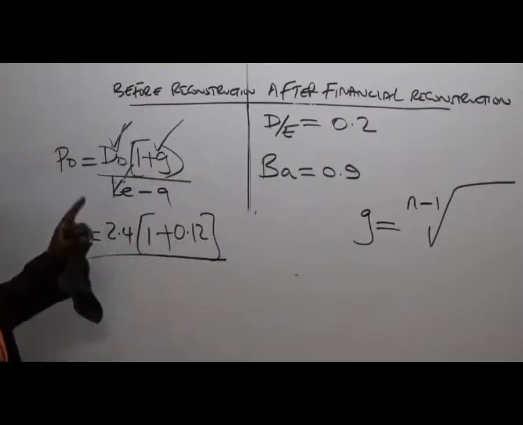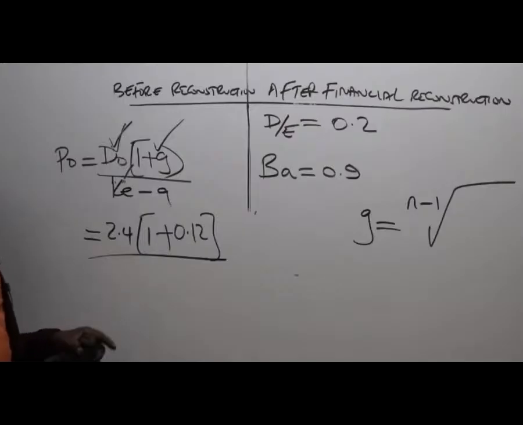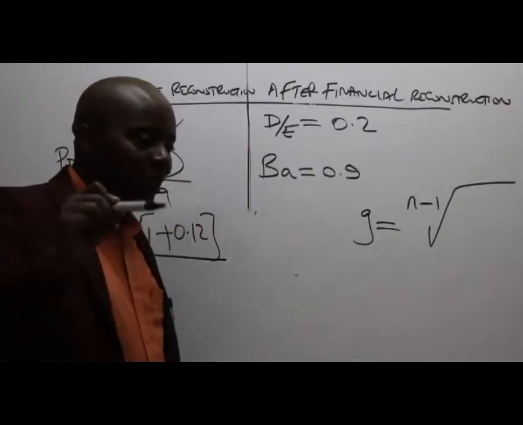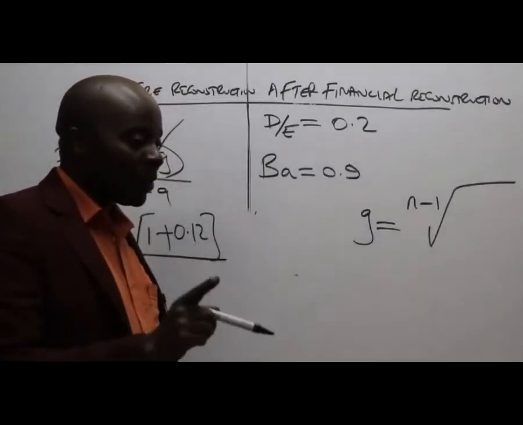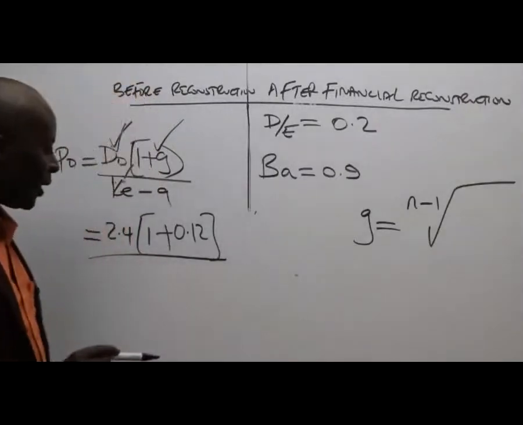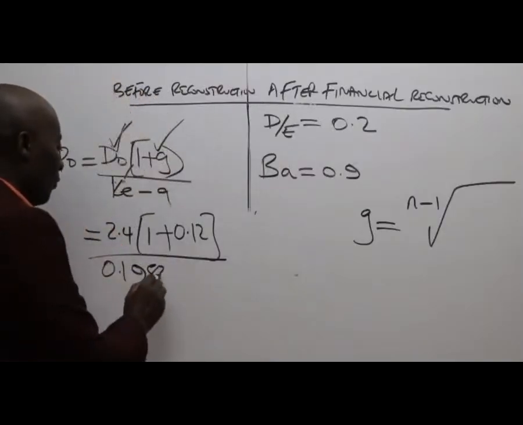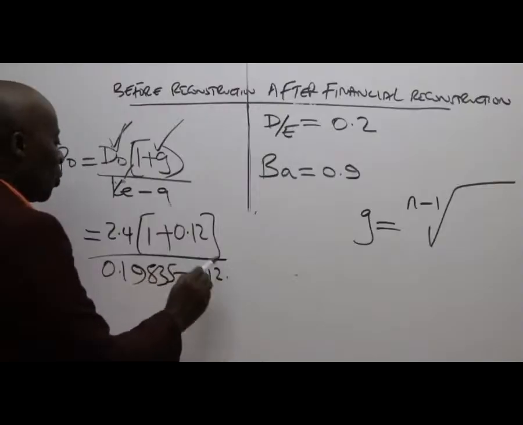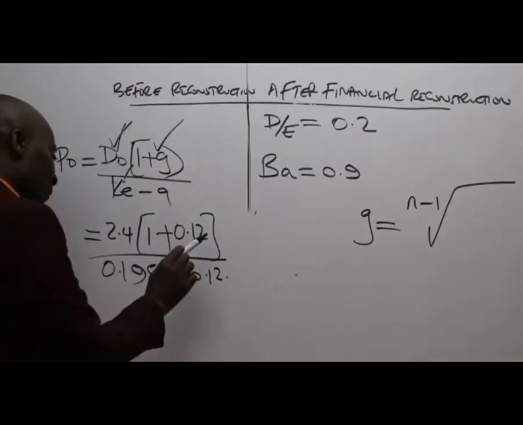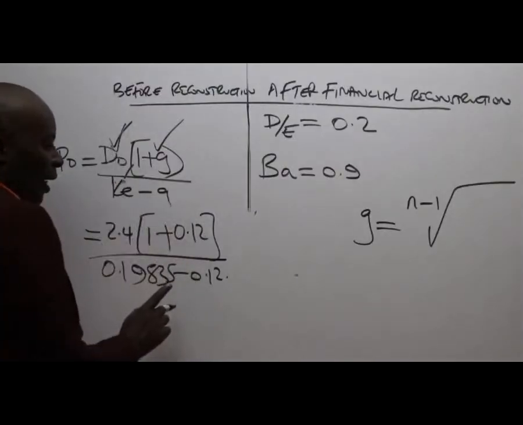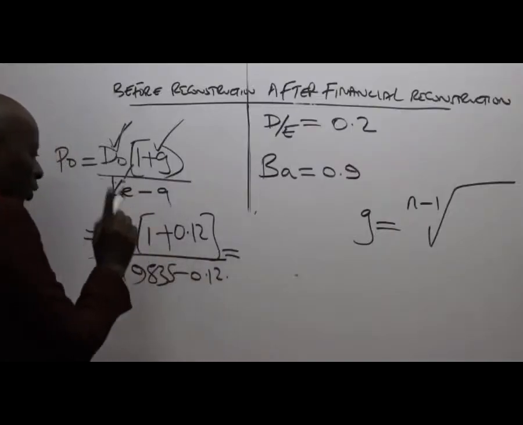All over the cost of equity. Can somebody remind us what the cost of equity was? Cost of equity must always be given as point something. Never put it in the form of a percentage, you'll go wrong. So it will be 0.19 minus growth rate of 0.12. Kindly go slowly, get the numerator, get the denominator, and then divide. Can somebody give us the denominator?